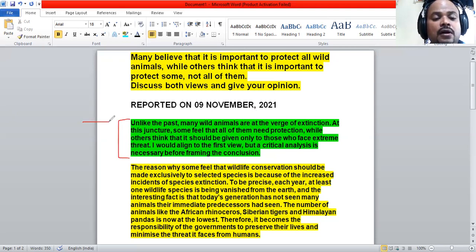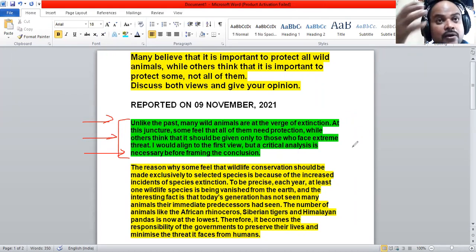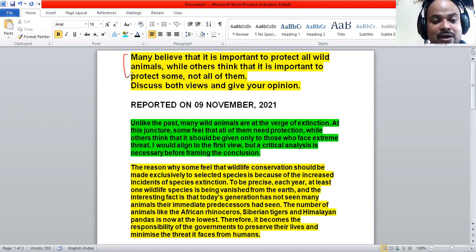Now, we have three sentences, and all these sentences have their own purpose. The first sentence addresses the topic. The second sentence presents the argument. The third sentence is about what you are going to say in the further paragraphs. So three purposes are there for all three sentences in this particular introduction. Every matter of this question is presented here.